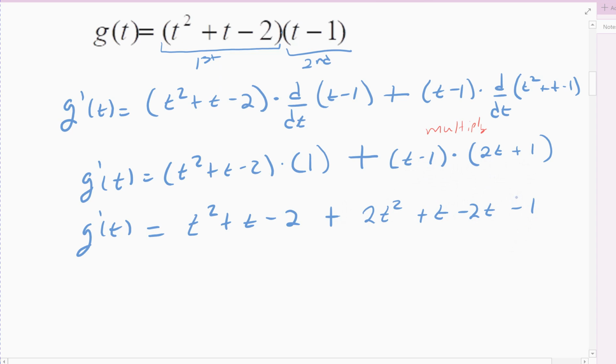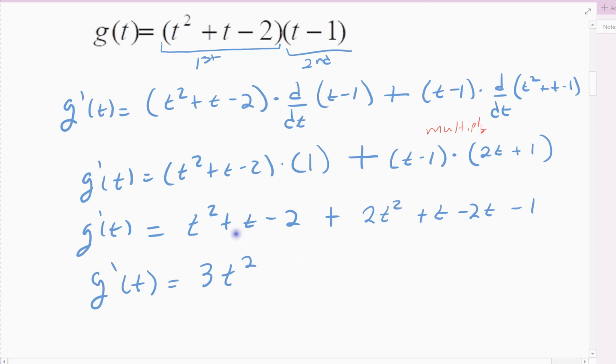All right, so there's that multiplied out, and then you just add like terms. Remember, like terms are things with the same variable parts. So square terms, t terms, and constant terms. I do have square terms. I've got this t squared and that 2t squared, so I get 3t squared. Got t plus t, that's going to give me 2t, minus 2t.